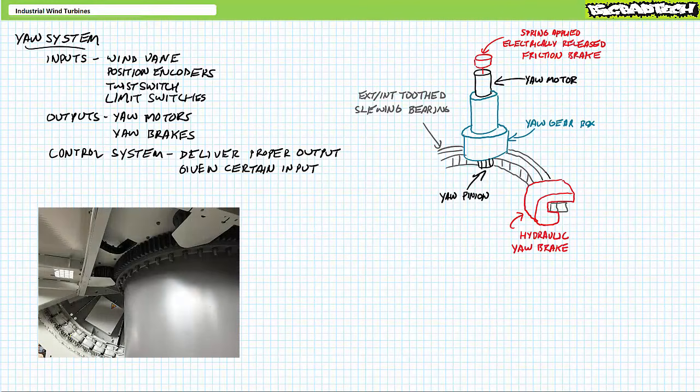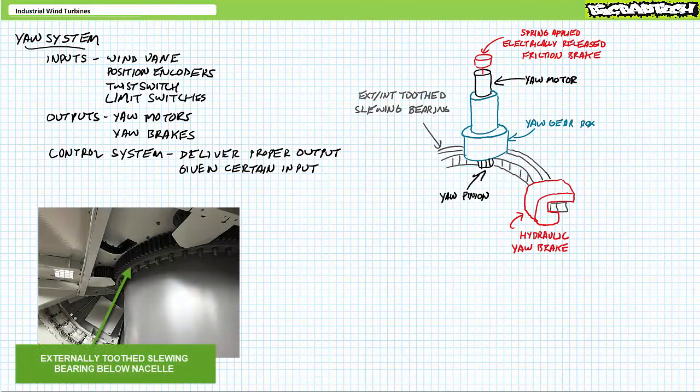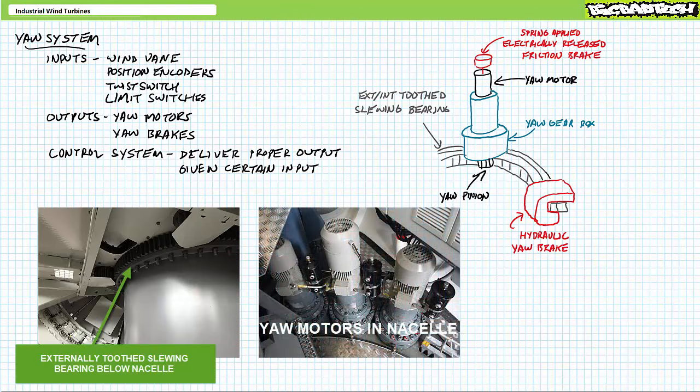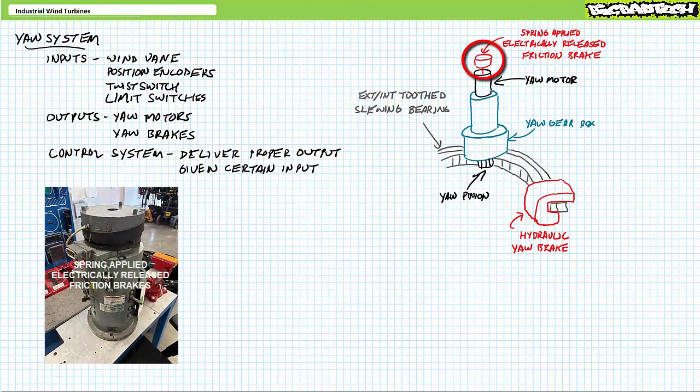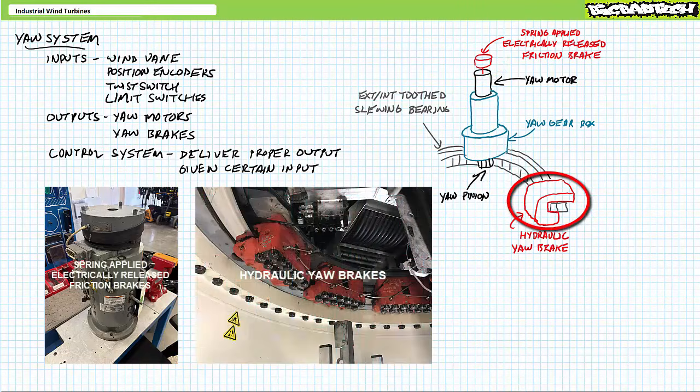The nacelle itself sits on top of the tower on an externally or internally toothed slewing bearing, allowing the nacelle and tower to mechanically rotate relative to one another. Yaw motors affixed to the nacelle bed plate or platform mesh with the slewing bearing via a gearbox intermediary. More on gearboxes later in this lecture. To park the nacelle in place, the yaw system may utilize spring-applied, electrically released friction brakes right on the motors, or, if the nacelle is sufficiently massive, independent hydraulic brakes which grip a brake disc on the slewing bearing.